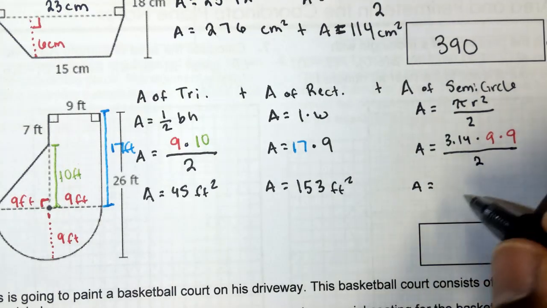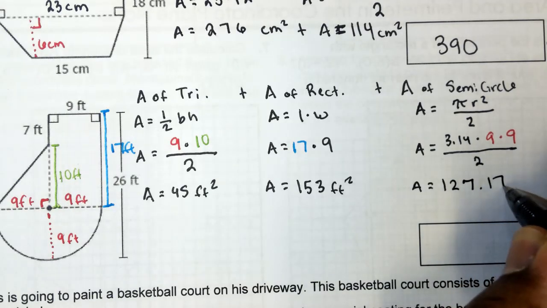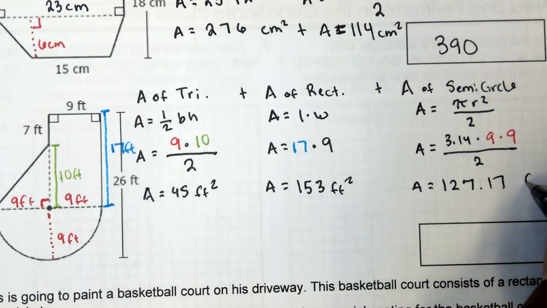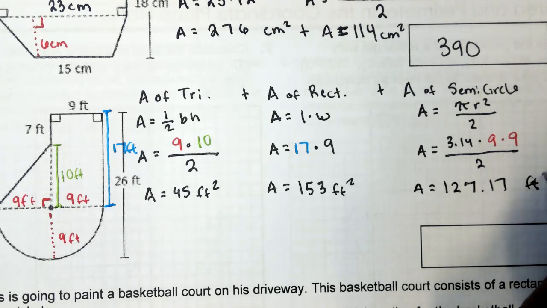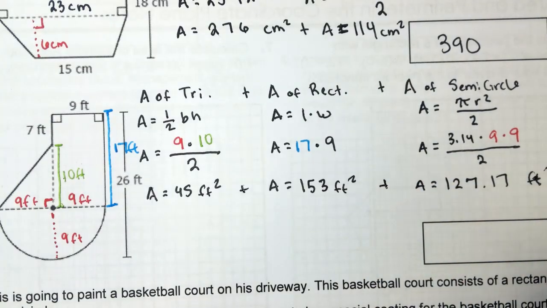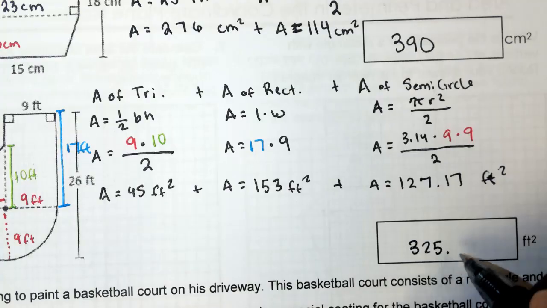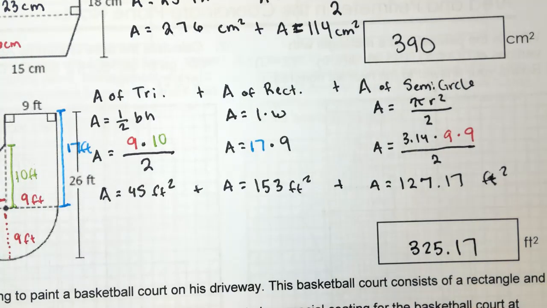Say it one more time. 127.17. Yeah, 127.17. This is feet squared. Then we just need to add them up. 325.17. Light work. This should be easy for y'all.